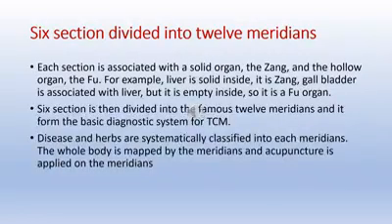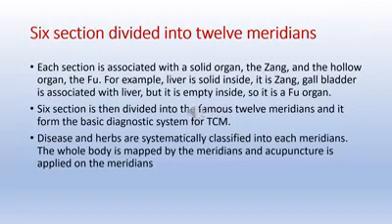In TCM, each section is further divided into 2. Each section is associated with a solid organ, which they call Zhang, and a hollow organ, which they call Fu. For example, the liver is solid inside, and associated with the liver is the gallbladder. So liver is solid, we call it Zhang. Gallbladder is hollow, we call it Fu. Another example is kidney and bladder. Kidney is solid inside, we call it Zhang. Bladder is hollow inside, we call it Fu.